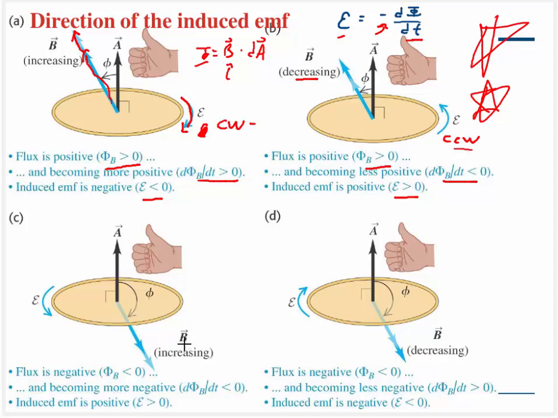Similarly, if B and A are in opposite directions, and B is increasing, the flux is going to be negative, and it's going to become more negative because B is becoming larger. Then the induced EMF is positive, or in the counterclockwise direction. And lastly, if they're in opposite directions, the flux is negative, and it's becoming less negative, so the change in flux is larger than 0, then the induced EMF is negative, or in the clockwise direction. Again, make sure that this is in your head, please.